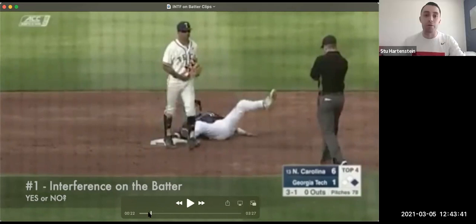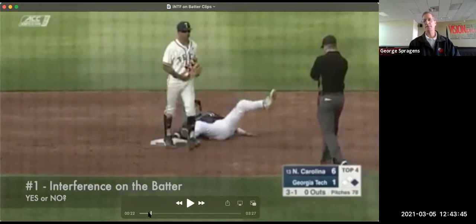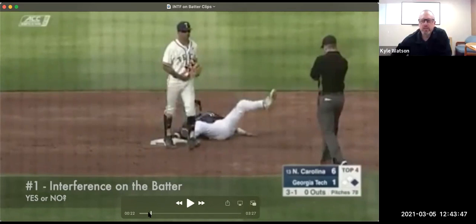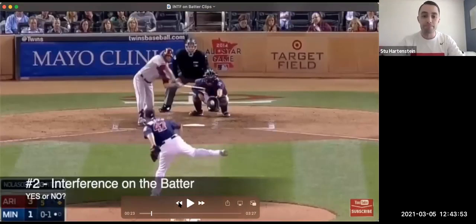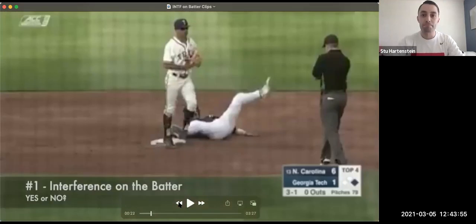And then what do we do with the runner? If you don't get him out, you send the runner back. What if it's strike three? Yep, unless it's strike three. Yep, exactly. And we'll get to that situation here in a little bit. Good, guys. So we're good to go on that first clip.